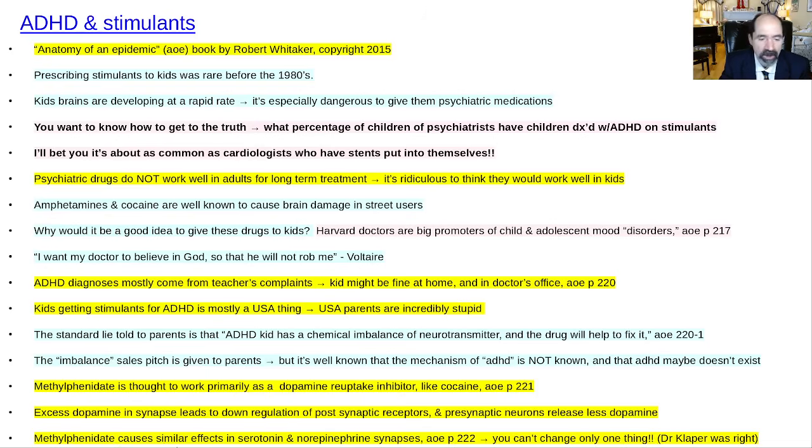And then it also affects other synapses. It doesn't just affect the dopamine synapse. It also affects serotonin synapses and norepinephrine synapses. That reminds me, Dr. Klaper, a famous nutrition doctor, had a really good lecture where he says you can't change one thing, because when you change one thing, you change a bunch of other things. I'll talk about it in another lecture, but there's a tremendous amount of interrelated activity between serotonin synapses, norepinephrine synapses, dopamine synapses, and glutamate synapses.